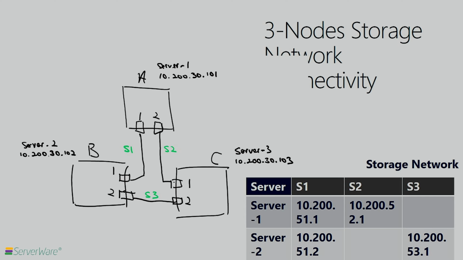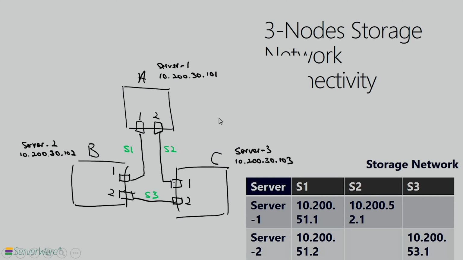This configuration is using a switchless environment. If you look at the switchless environment, you have S1 connecting server 1 to server 2. Okay, you have S2 connecting server 1 to server 3. And you have S3, which is a storage network connection between server 2 and server 3. With this connectivity, you'll be able to bring your 2 nodes to 3 nodes environment.